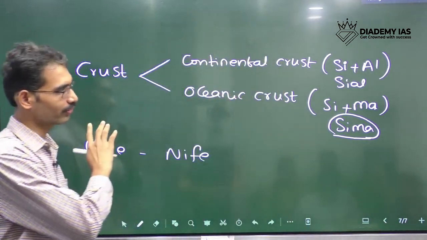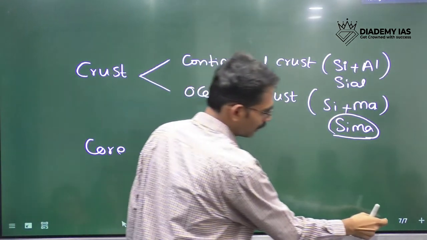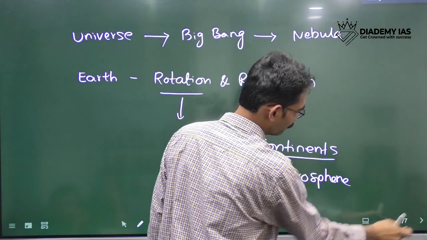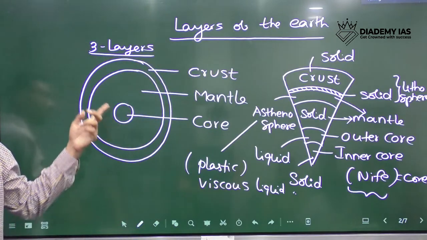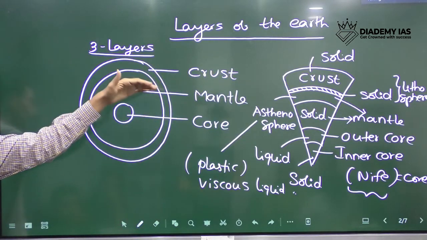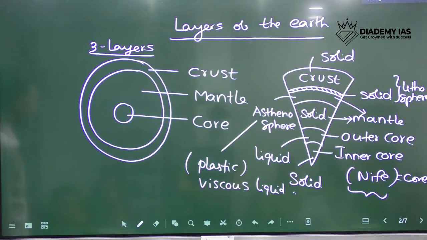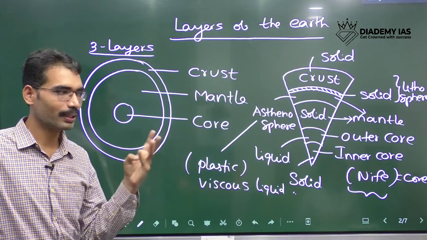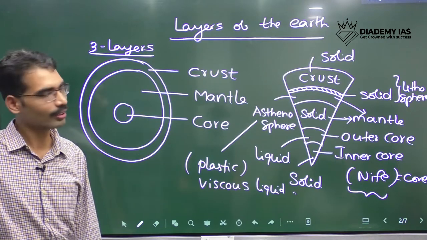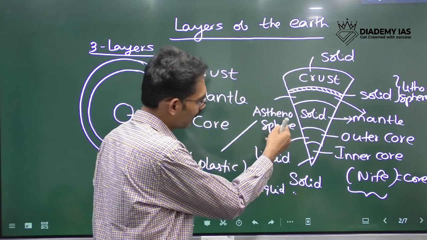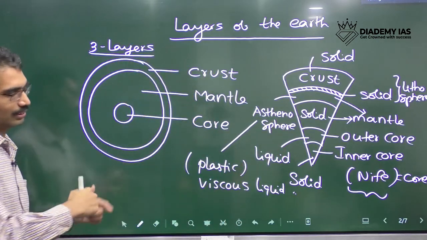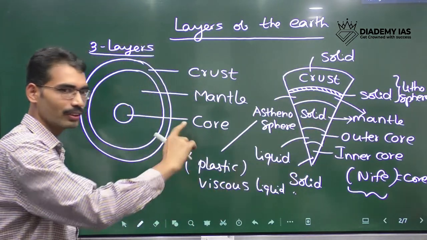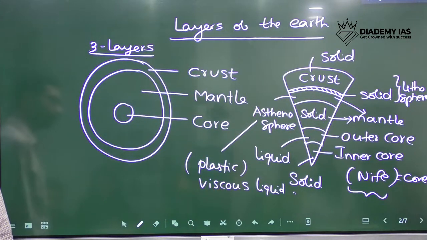So up to this, fine. How many layers of earth are there in total? Innermost one? Three. Layers means three only. Crust, mantle, core. What is lithosphere? Outermost mantle plus crust. This is the combination. Now this asthenosphere, this is where the next topic will come. If you understand up to this, then we will go to online students. Up to this clear?